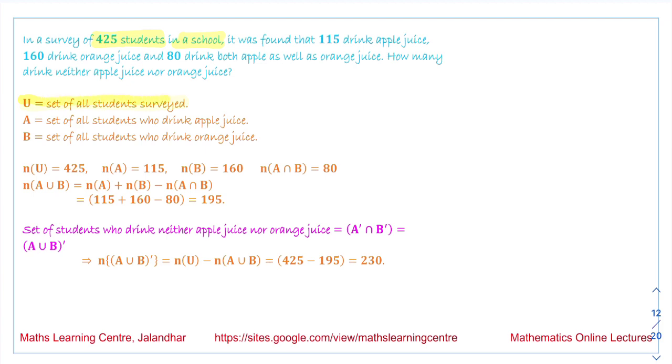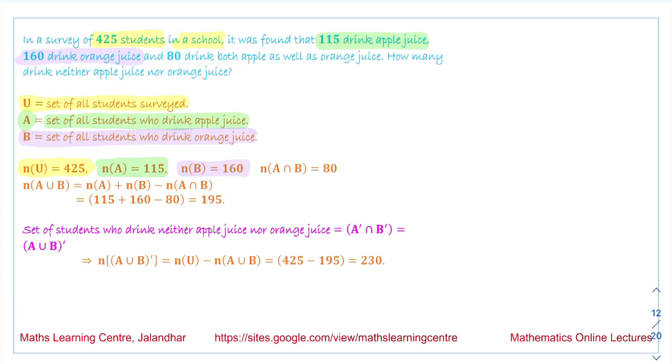So U is the universal set of students surveyed. So the number of elements in U is 425. It was found that 115 drink apple juice. So let A be the set of students who drink the apple juice. So number of elements in A is equal to 115. Next it is given that 160 drink the orange juice. So B is the set of students who drink the orange juice. So number of elements in B is 160.